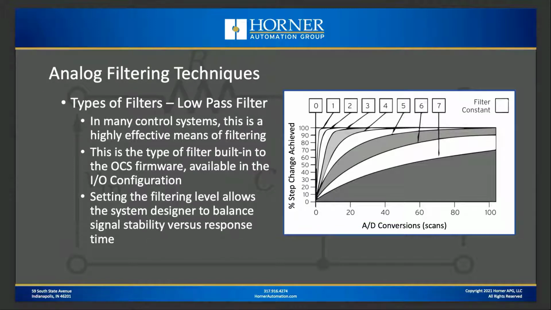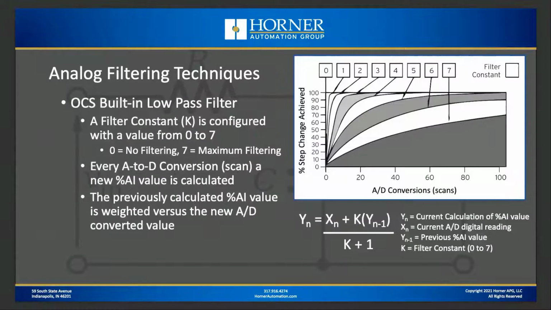Now, how does that filtering work? Let's take a look at a filter constant with a value of 1. What that effectively means is that the OCS firmware is going to do the A to D conversion, and then it's going to compare the current A to D converted value with the previously stored AI value.